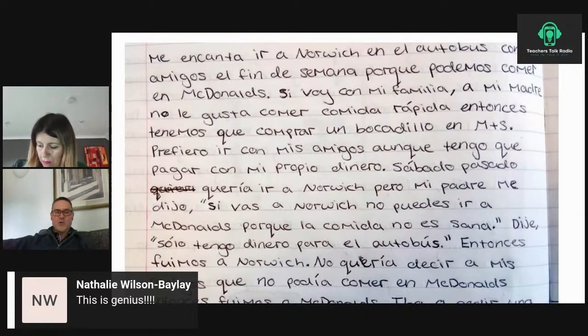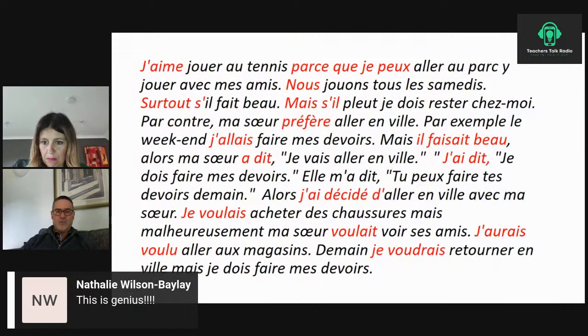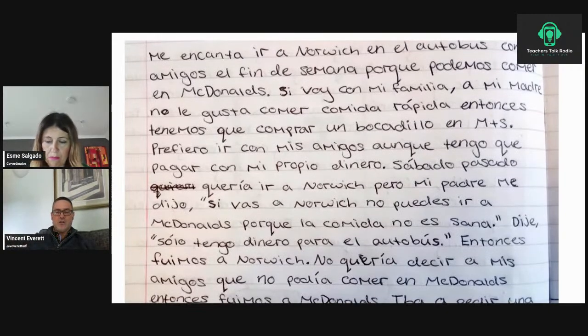I love to go to Norwich on the bus with my friends at the weekend because we can eat at McDonald's. If I go with my family, my mum doesn't like to eat fast food, so we have to buy a sandwich in Marks and Spencer's. So it's not always that formulaic. Pupils will always want to use it to express their own stories.